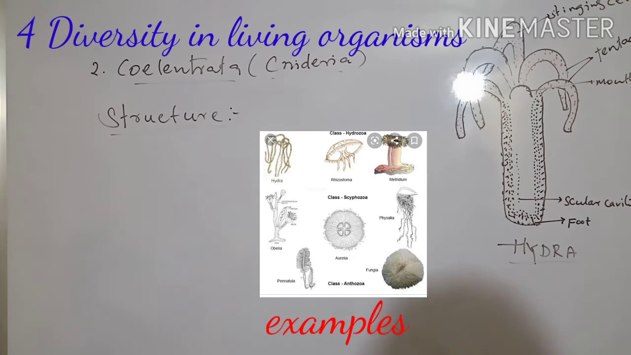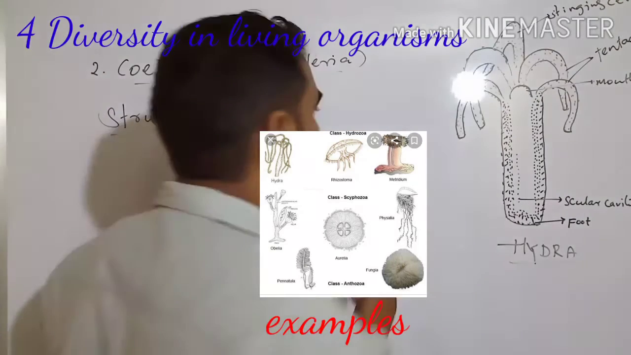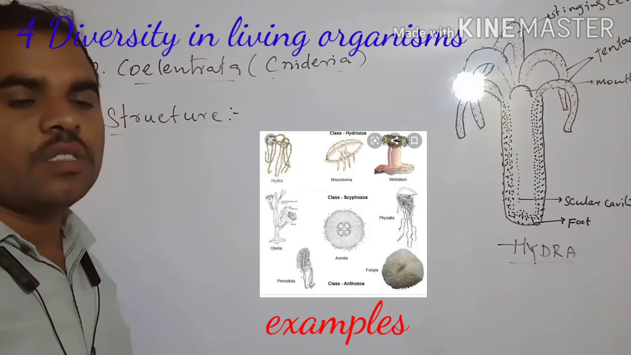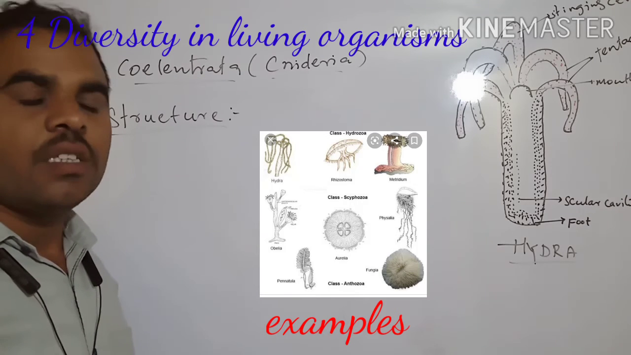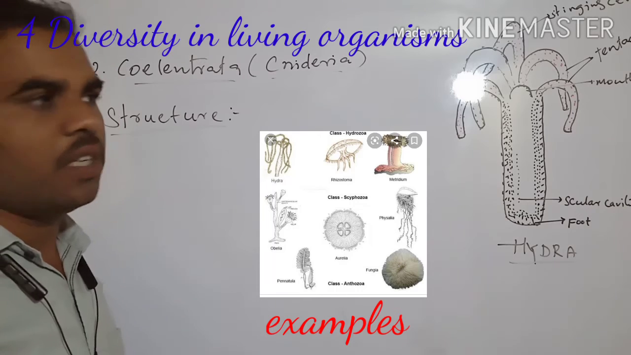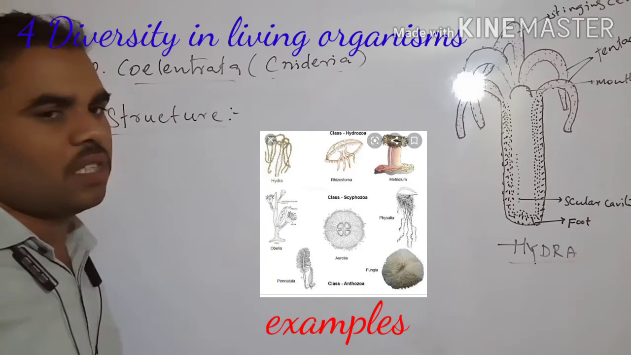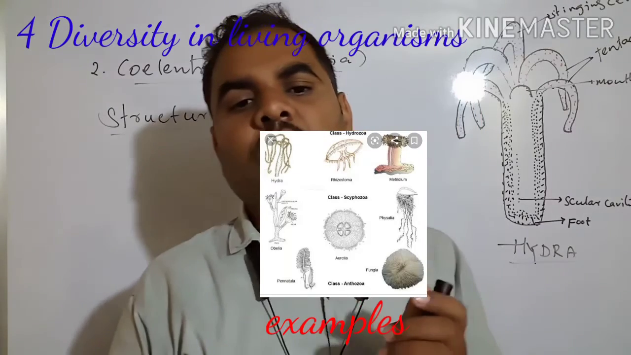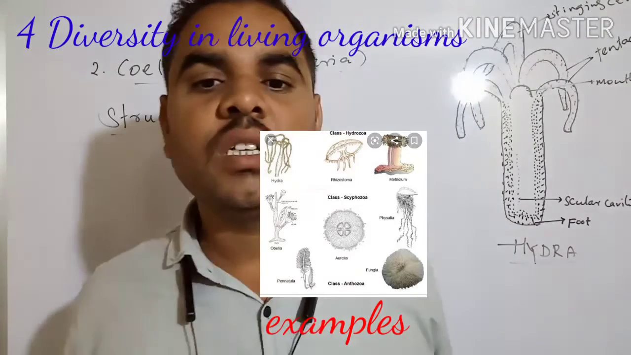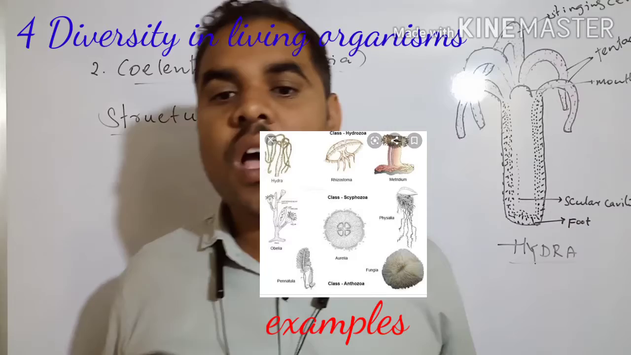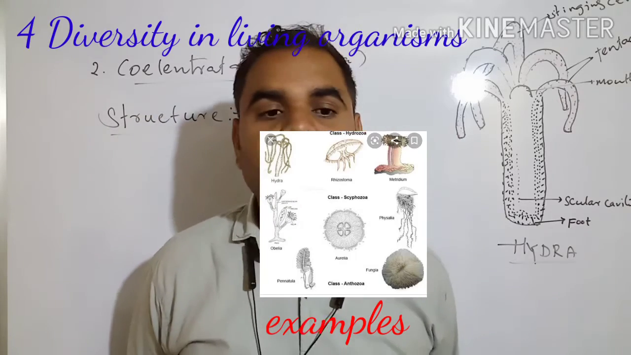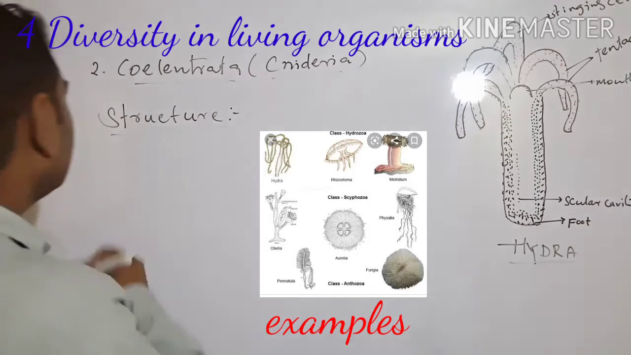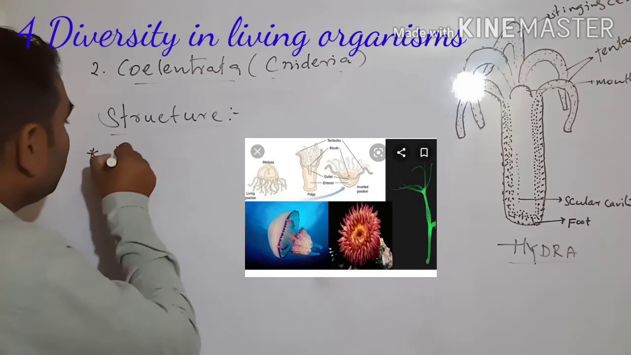Now we have to see the structure. Some examples of these organisms: hydra, jellyfish, sea anemone, Aurelia. Next, the structure of these organisms: tentacles, hypostome, two layers. It is diploblastic. These organisms are basically diploblastic.